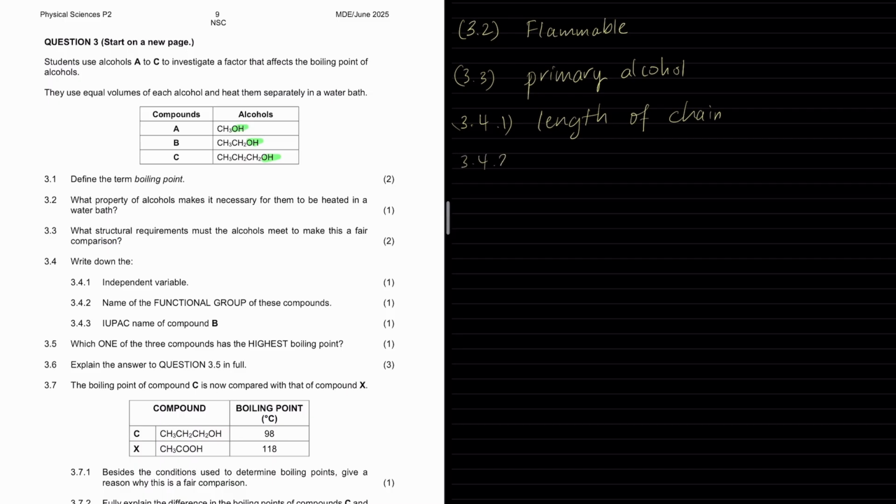3.4.2. Name of the functional group of these compounds. So they want to know, what is the name of the functional group of alcohols? The functional group is an OH, and that is called a hydroxyl group. 3.4.3, write down the IUPAC name of compound B. So compound B, you have CH3, you have CH2, and then you have an OH. So this is simply, you have 1, 2, 2 is eth, so ethanol.